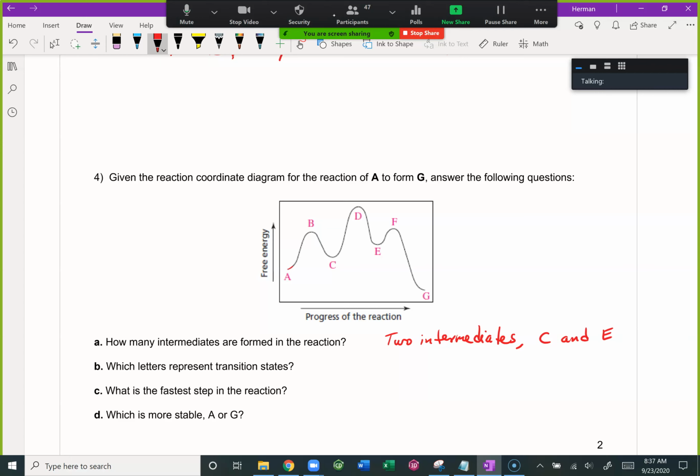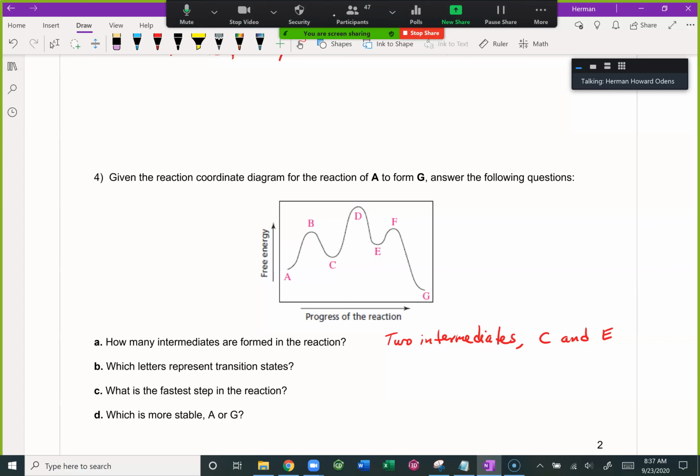So this is the first step, and it makes C. So that's the first intermediate. The second step makes E. That's the second intermediate. So we have 2 intermediates, 1 product, 1 set of reactants, and then we have other things here. So let's see.